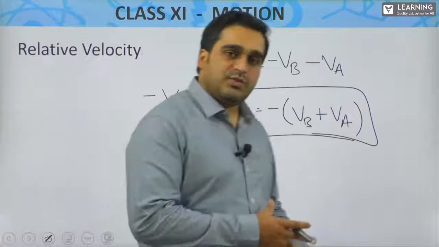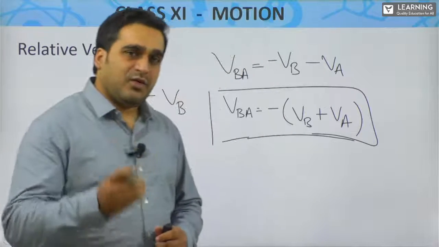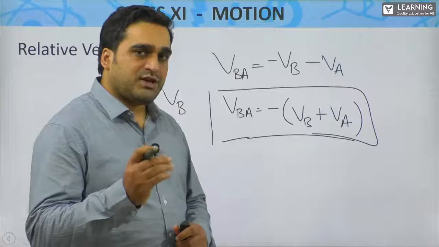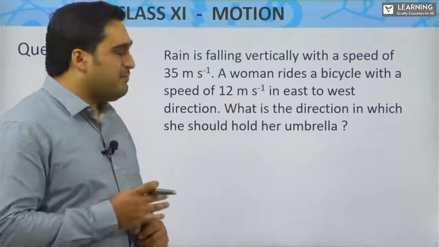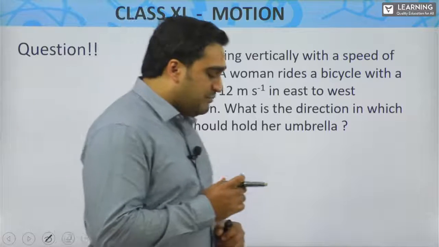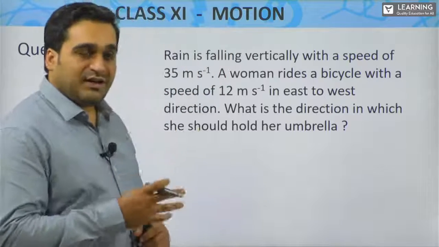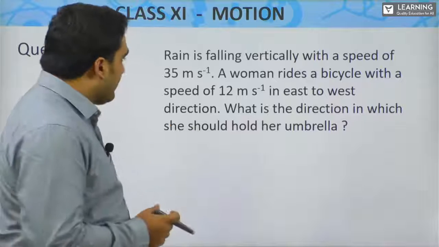So these are the things we discussed. Now, the same thing we're going to apply for an object moving in 2 dimensions. So here's a quick example, or a quick question, based on the same concept of relative velocity. So let's read the question.